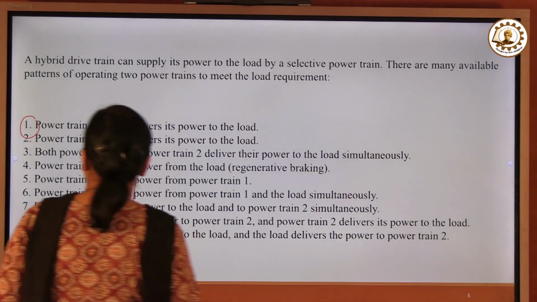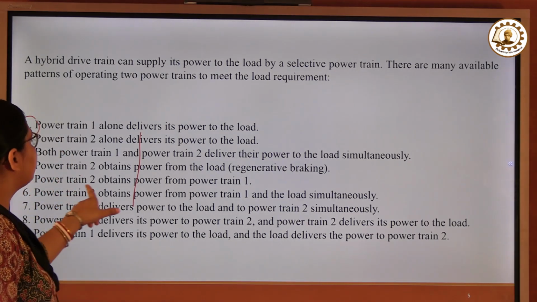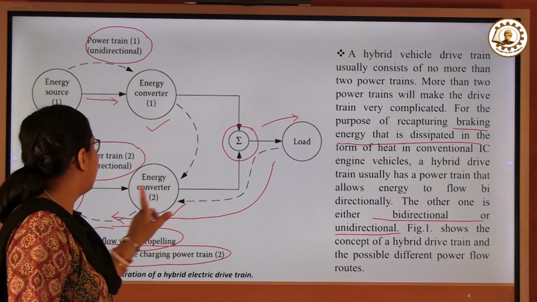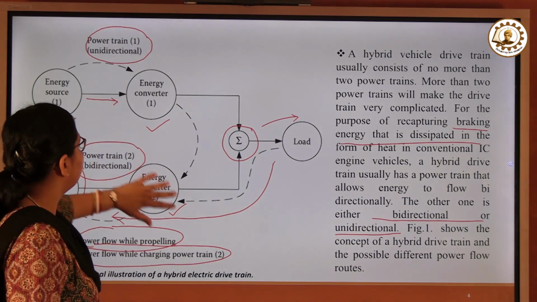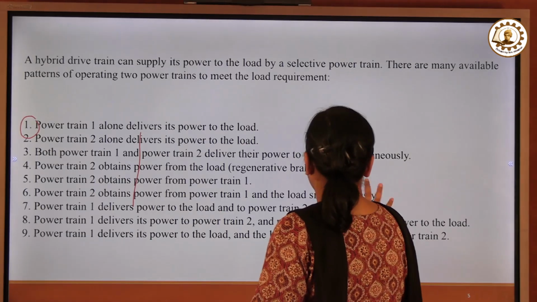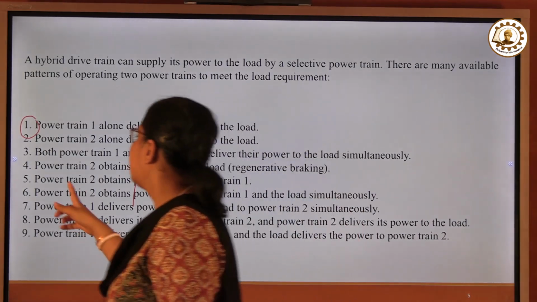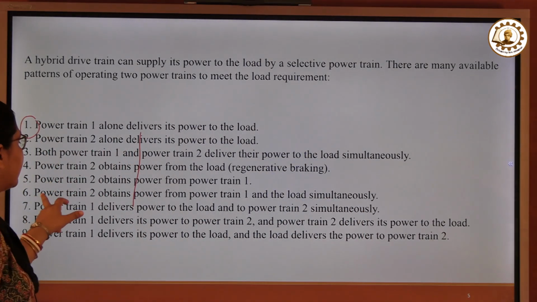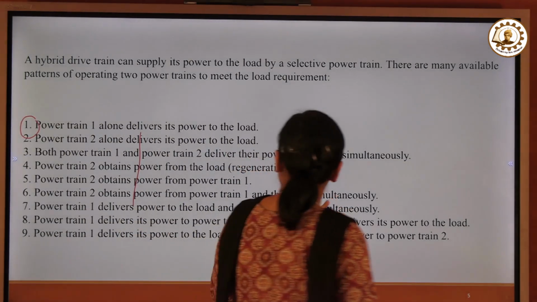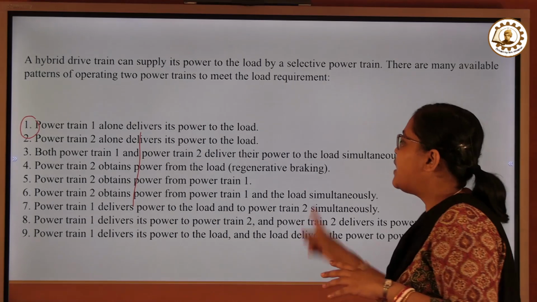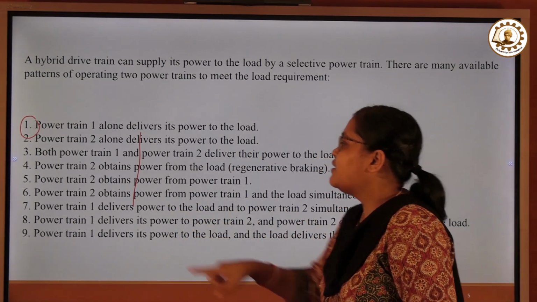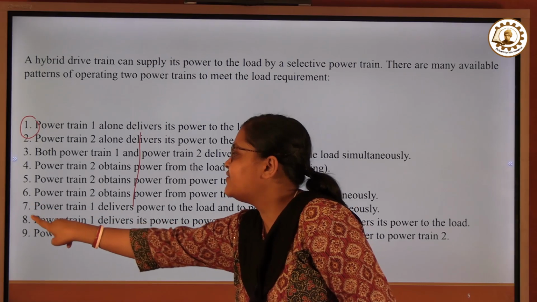Then this mode 5, I have already said that powertrain 2 is obtaining power from the load. Then what is this point 6? The powertrain 2 is obtaining power from powertrain 1 and the load simultaneously, which means powertrain 1 is charging powertrain 2, and the load is also charging powertrain 2. Then we have these routes 7, 8 and 9.